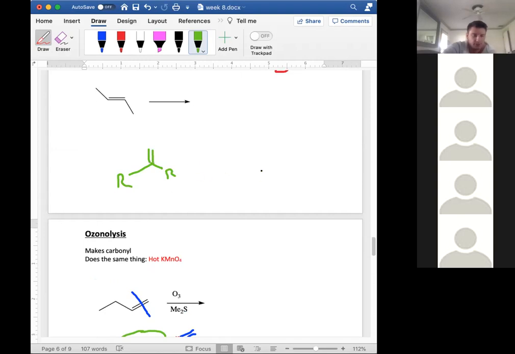Your carboxylic acid has an OH coming off of that. Your aldehyde has just a hydrogen coming off of it. So be wary. Remember your implied hydrogens, all right?